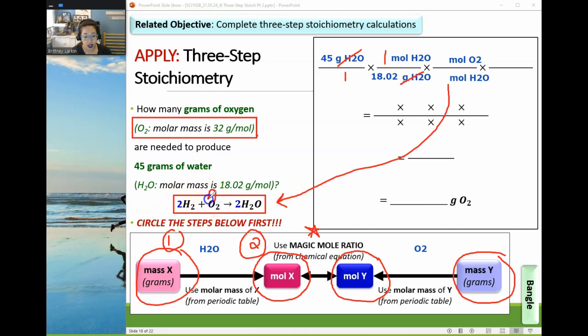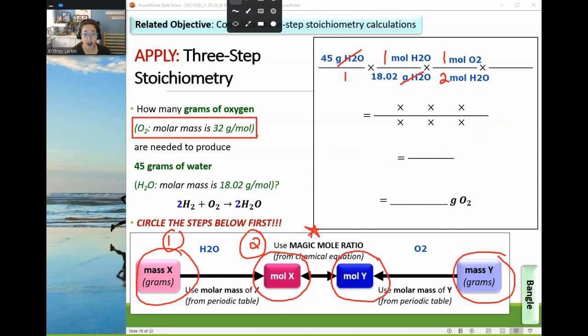Well, next to oxygen, I have a blank in front, and blanks mean 1. And next to H2O, I have a big number 2 in front, so there are 2 big moles in our chemical equation here. So that's where I get that from. Again, at this point, I've gotten rid of moles of H2O. I just have moles of O2 on the top. Is that what I'm solving for?